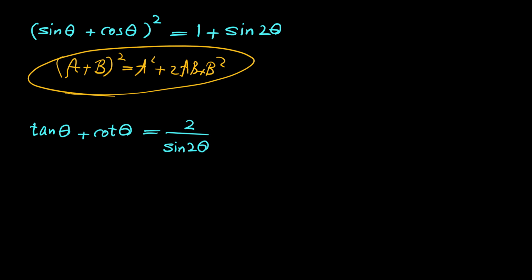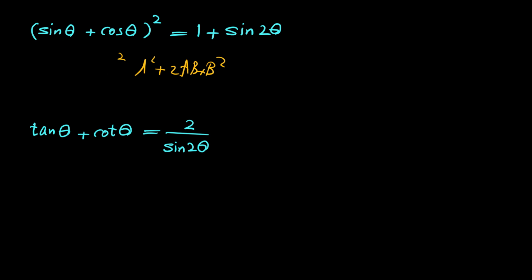A plus b to the 2 is a2, 2ab, b2. If you don't like to memorize it, then you have to multiply this bracket by itself twice. But by using this identity, you can get the answer faster, of course. But here we suppose that we don't know the identity and we start multiplying sine plus cosine by itself. So we have sine theta plus cosine theta, this is the left side, times by sine theta plus cosine theta.